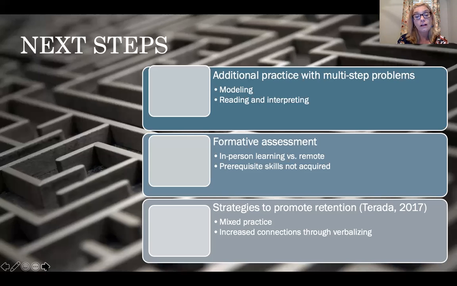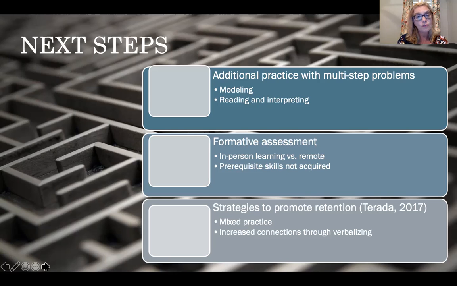So first of all, I learned that I needed to have some additional practice with multi-step problems. Too many of the students were not able to answer that question correctly. So I would do that through modeling and reading and interpreting the questions in front of the students, letting them see what my thought processes are, which was very, very helpful. Also, once I got my students back in class, I was able to do more effective formative assessment. Like I said, that's much easier to do when I have my students physically in front of me.